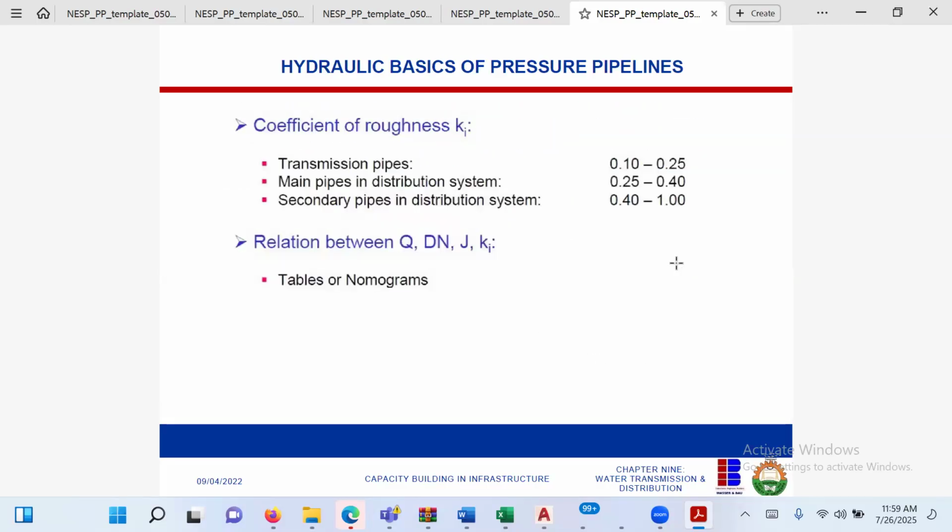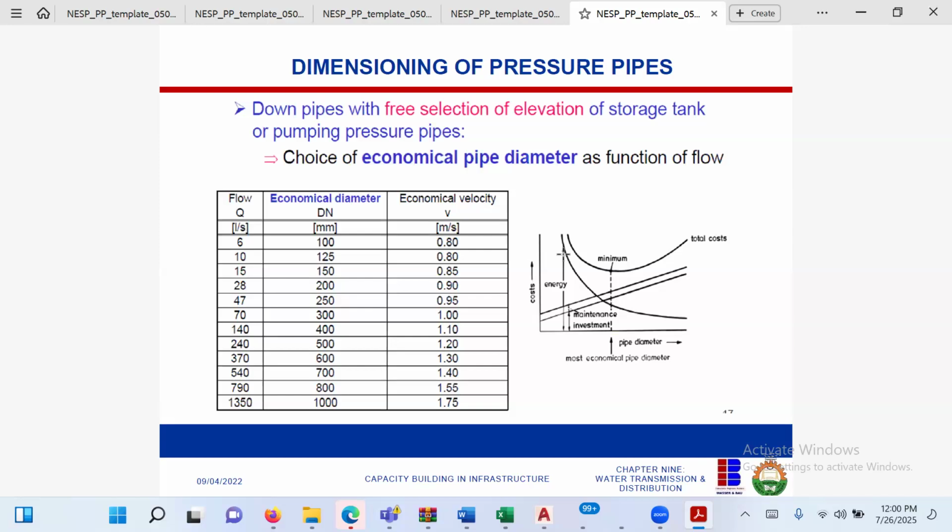So these are the frictional coefficients of different pipes we use. This is advisory. For transmission pipe, they're advising you to use coefficient of roughness between 0.1 and 0.25. Remember, coefficient of roughness is the degree of friction in the pipe. So the smoother the pipe, the lower the coefficient. So this is for economic design. If you don't want to go into any calculation, if the flow rate is 6 liters per second, you need 100 mm pipe, and your velocity should be 0.8.